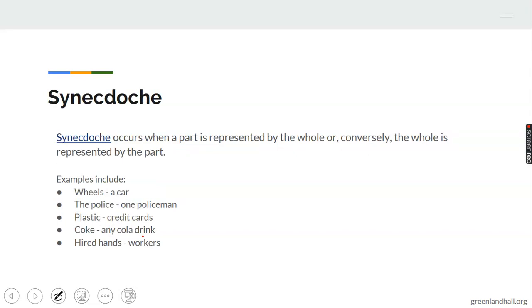Then, synecdoche. I said this is when a part represents a whole and a whole represents a part. If I tell you, he has 4 wheels, I'm simply telling you that he has a car. I'm just trying to make it sound figurative. If I tell you he's a police, that means he's a policeman. Plastic means ATM card, your credit card. Coke is assumed to be anything produced by Coca-Cola. And hired hands: my father has many hired hands. It means my father has many workers. So I've used hired hands as a part to represent the whole.